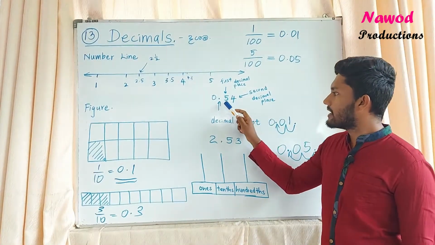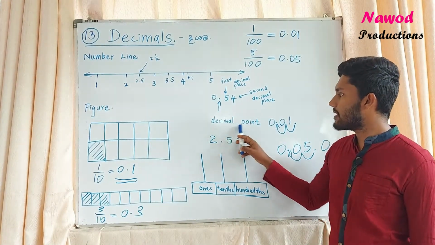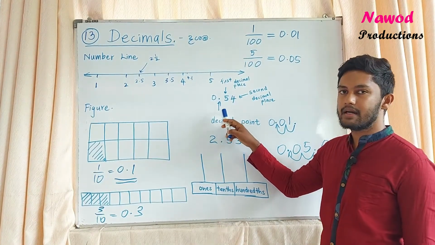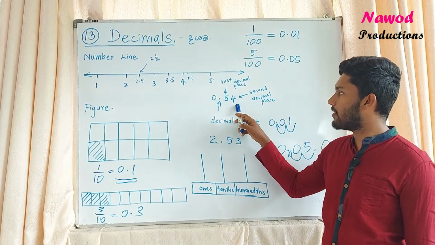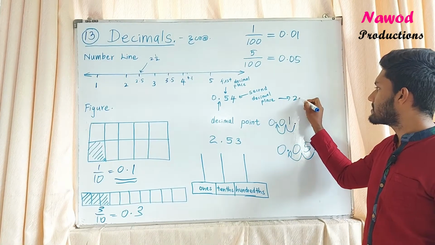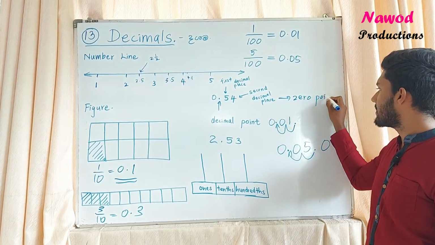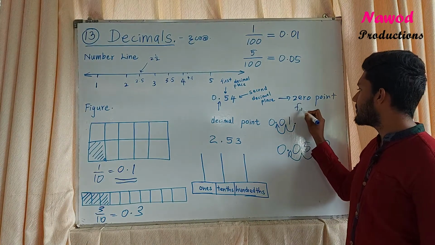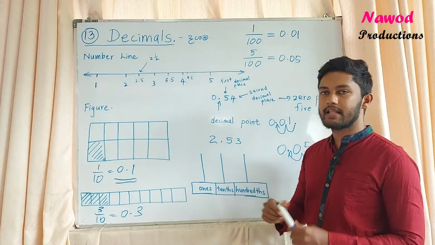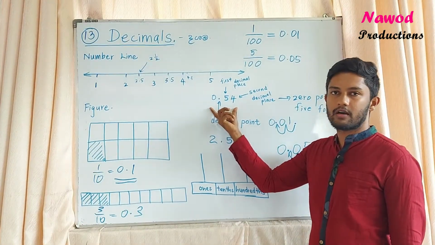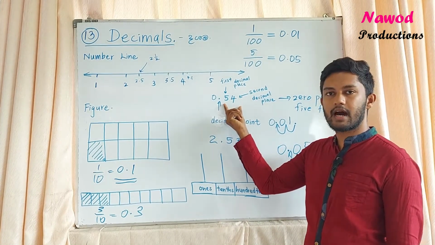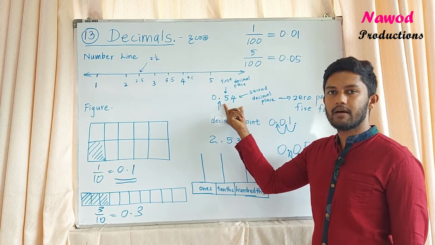Then we can identify the decimal point is in between 0 and 5 in this decimal number, 0.54. How do we read this number 0.54? Some students are telling that this is zero point fifty-four. Not like that. Zero point five four, for each and every digit we have to read after the decimal point.